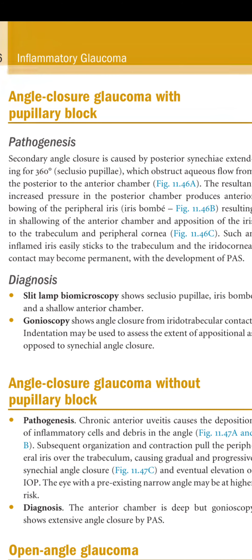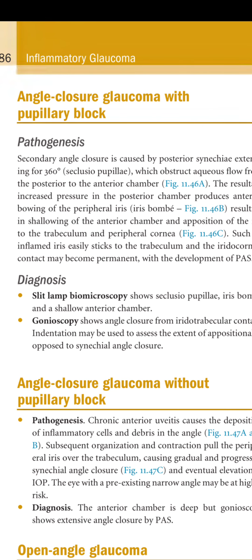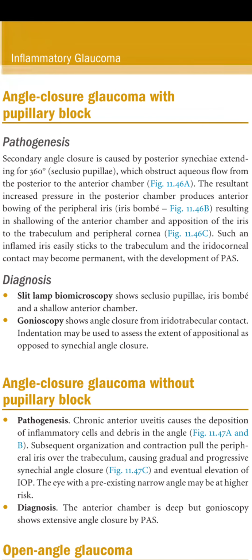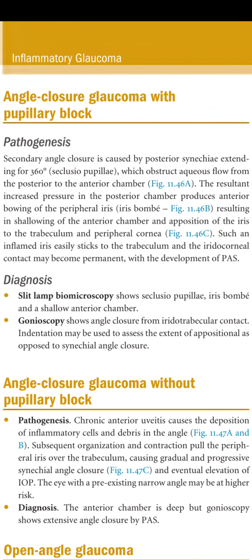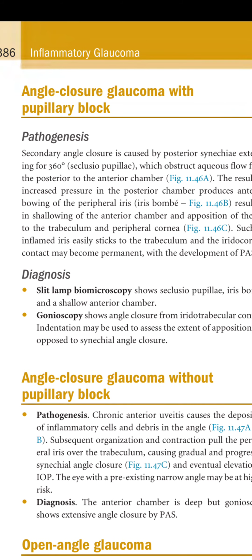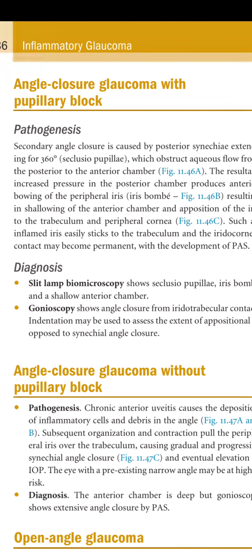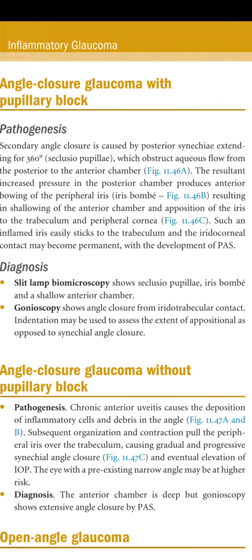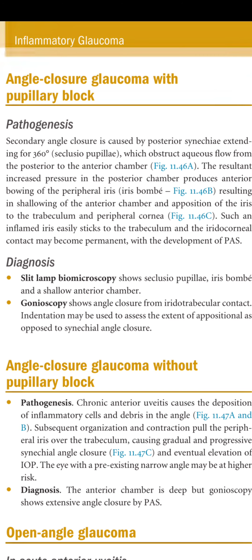So pathogenesis: secondary angle closure is caused by the posterior synechiae extending for 360 degrees, which is known as seclusio pupillae, which obstructs the aqueous flow from the posterior into the anterior chamber. The resultant increased pressure in the posterior chamber produces anterior bowing of the peripheral iris, iris bombe, resulting in the shallowing of the anterior chamber and opposition of the iris to the trabeculum and peripheral cornea. Such an inflamed iris easily sticks to the trabeculum, and iridocorneal contact may become permanent with the development of PAS.